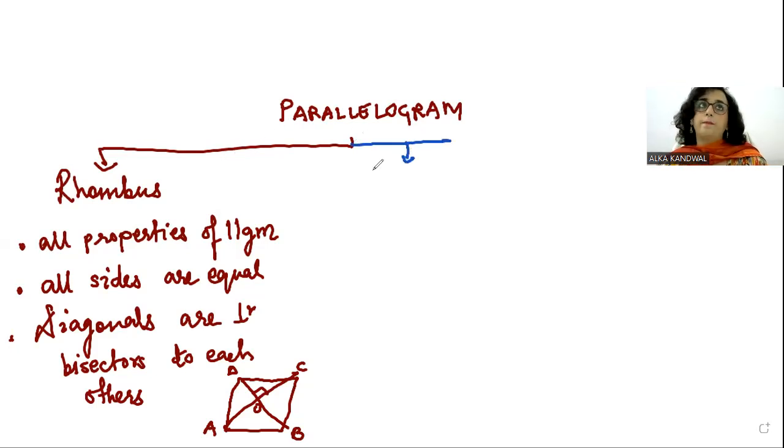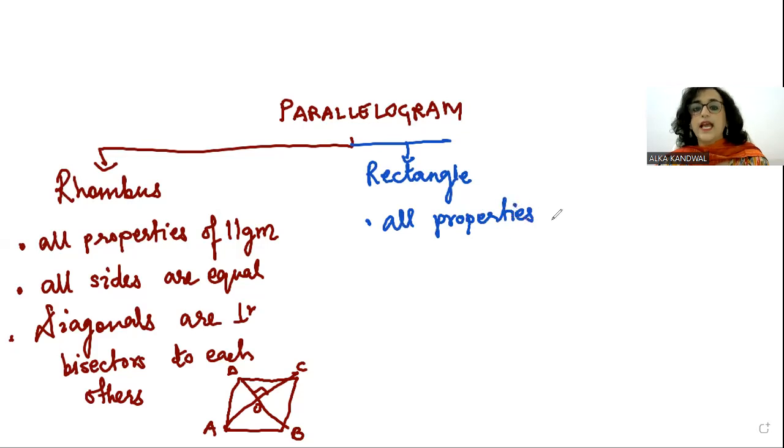Now when we talk about rectangle, everyone knows about rectangle, very very easy. Again, all the properties of the parallelogram will hold, and all the angles are 90 degree. Angles are right angles.